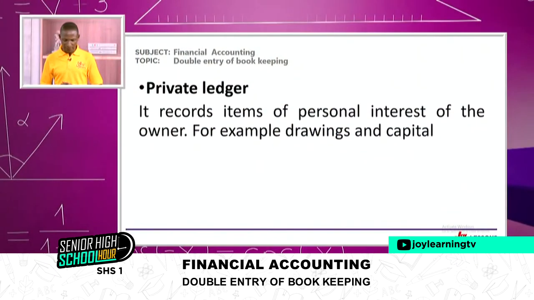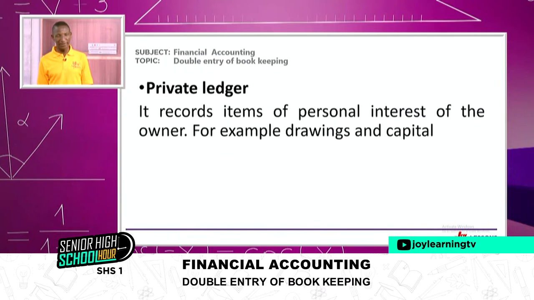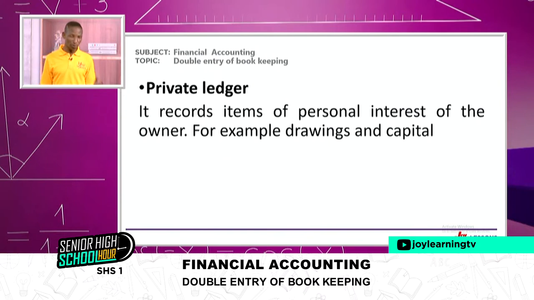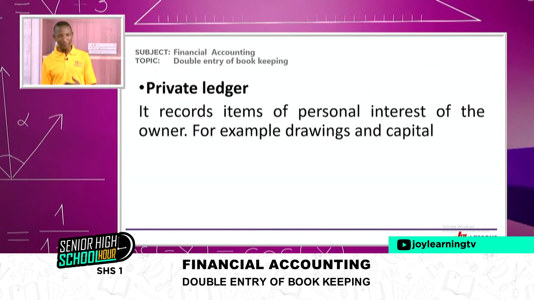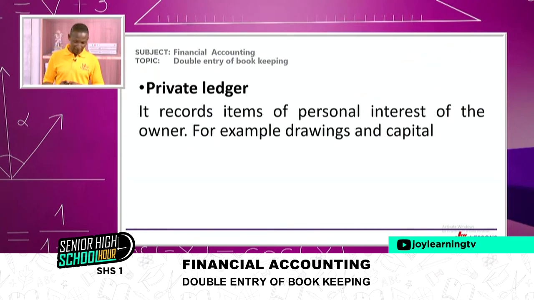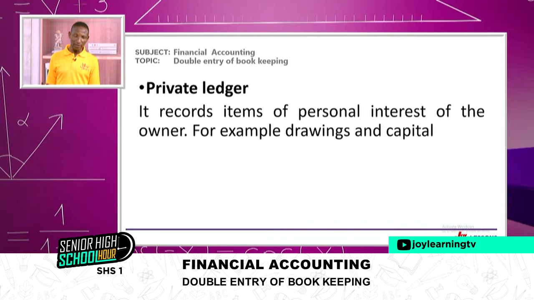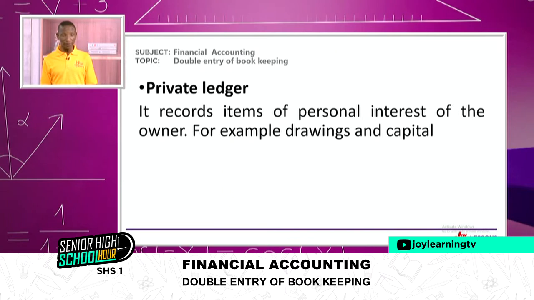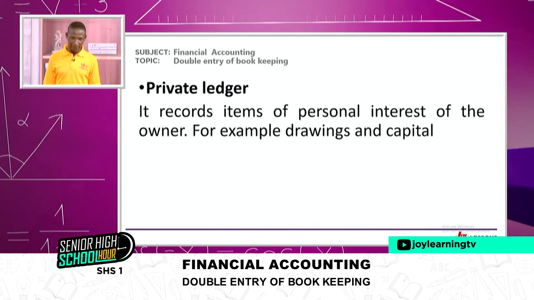Now, it records items of personal interest of the owner. So things that are of interest to the owner of the business will be recorded here. An example will be drawings. So anything the owner takes from the business or anything he brings to the business. When he takes something for his or her personal use, that will be regarded as drawings. And anything that is brought by the owner to the business, that is capital. So this information of the owner will be recorded in the private ledger.